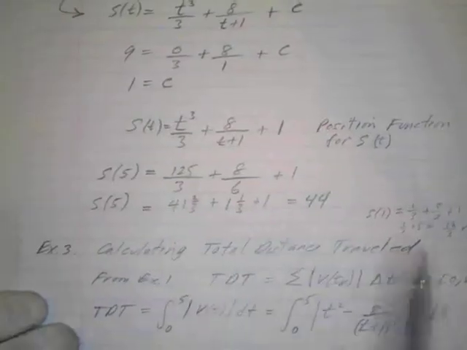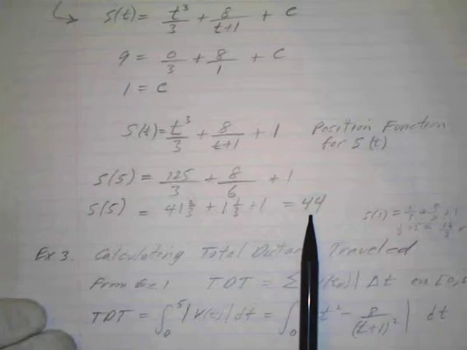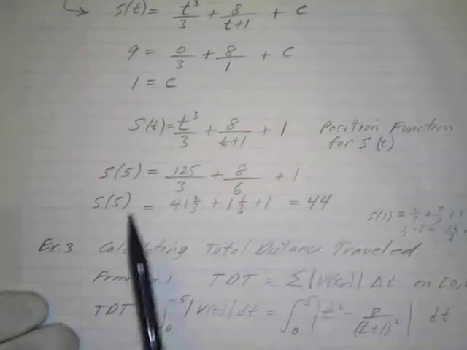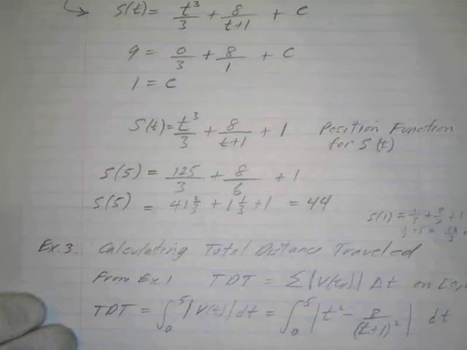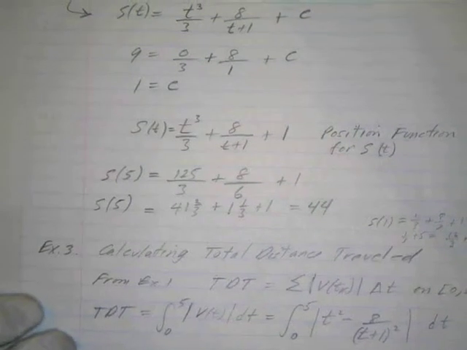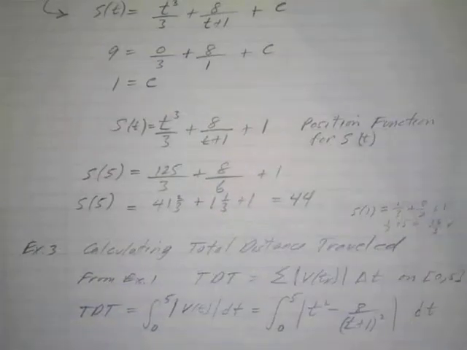Okay. Now we could always figure out the delta S because we know the initial position is 9. If I subtract 9 from 44, I get 35, so I could figure out the delta S. So going this way is kind of nice in a lot of ways.